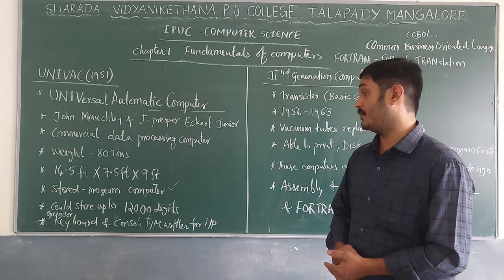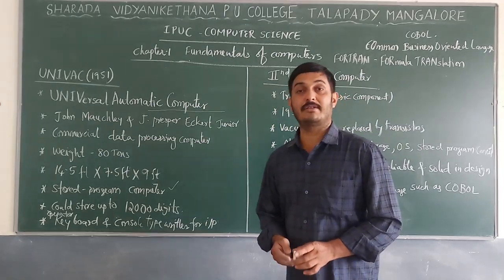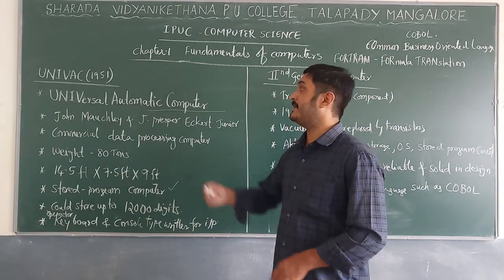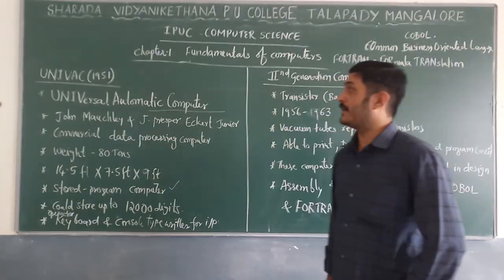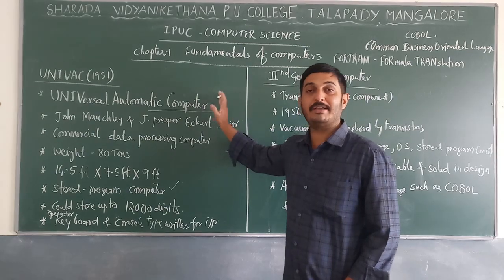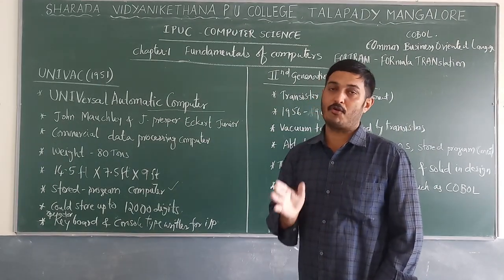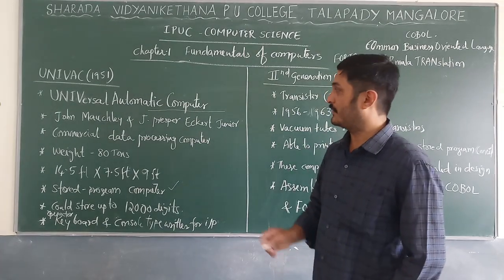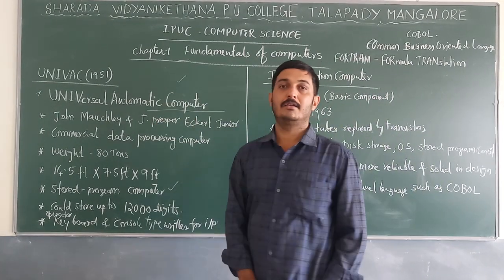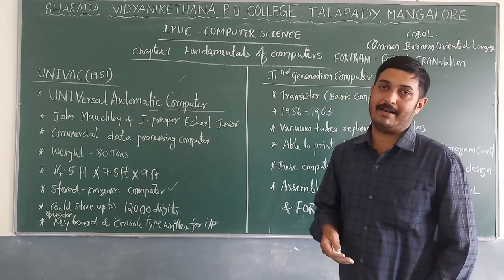A keyboard is also allowed, and a console typewriter for input. Okay, these are about UNIVAC. UNIVAC was invented in 1951, and you can expect this question: what do you mean by UNIVAC, or explain UNIVAC, for 2, 3 or 4 marks. So it's very important. UNIVAC, Mark 1, and ENIAC, all those things are very important.